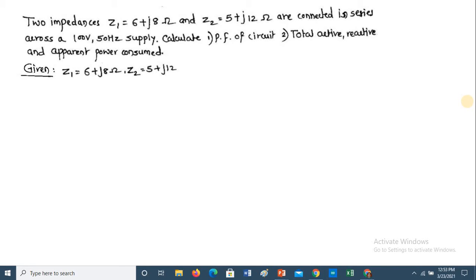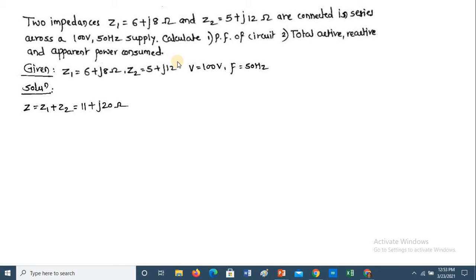So Z1 is 6 plus J8, Z2 is equal to 5 plus J12. To add two rectangular forms, we take the addition of the real parts and the addition of the imaginary parts. So the total impedance Z is equal to Z1 plus Z2. 6 plus 5 is 11 and 8 plus 12 is 20. So I am getting the total impedance 11 plus J20 ohm. Has everyone understood clearly? Yes, ma'am.